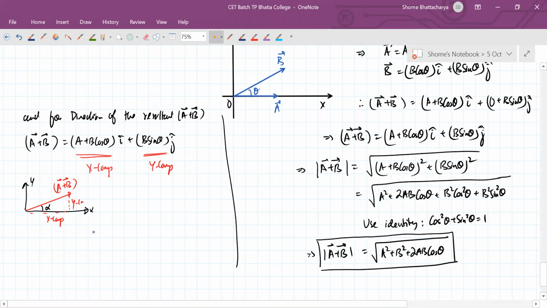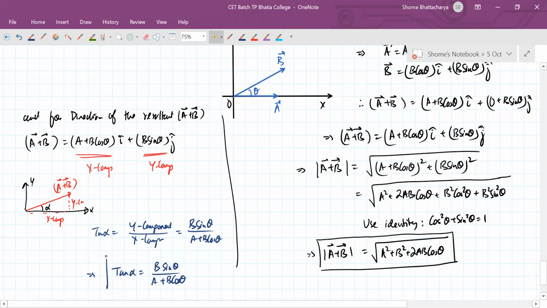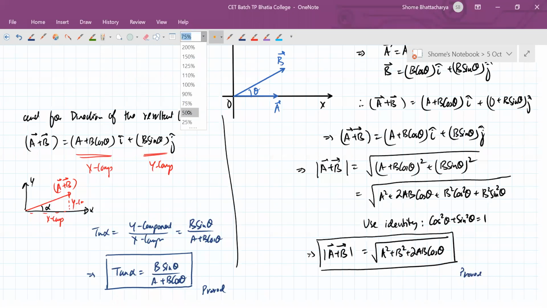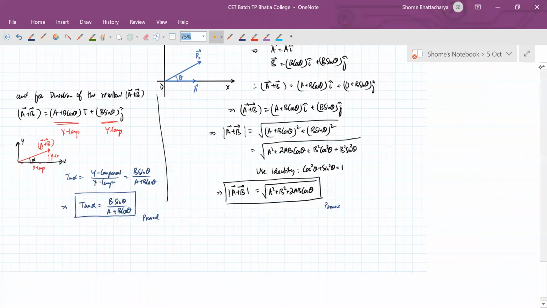So tan alpha should be nothing but the y component of that vector divided by the x component of that same vector. That is nothing but b sine theta upon a plus b cos theta. So we have that standard formula, tan alpha is b sine theta upon a plus b cos theta. So this collectively becomes the proof of the formulae of triangle of vector addition.